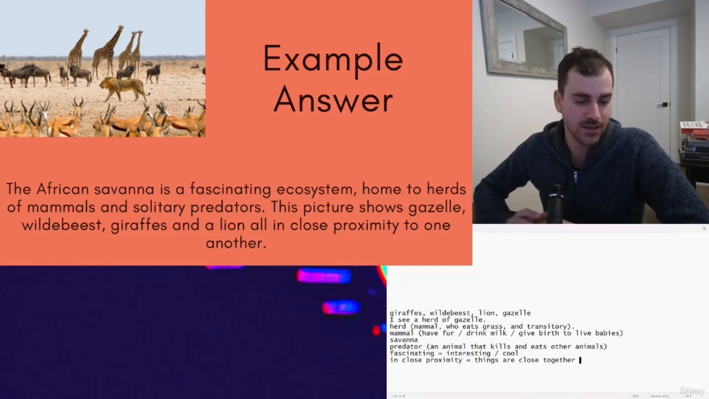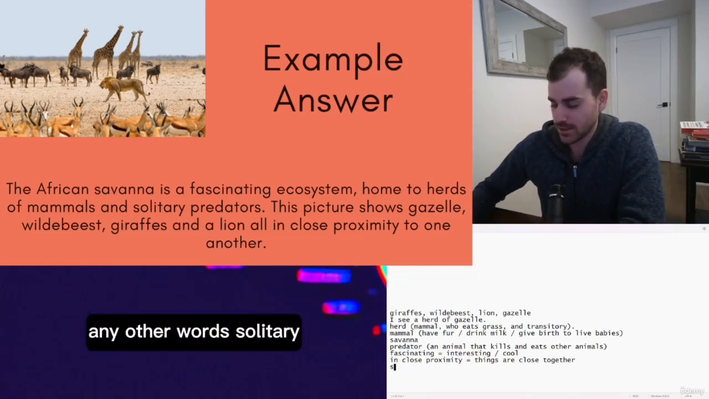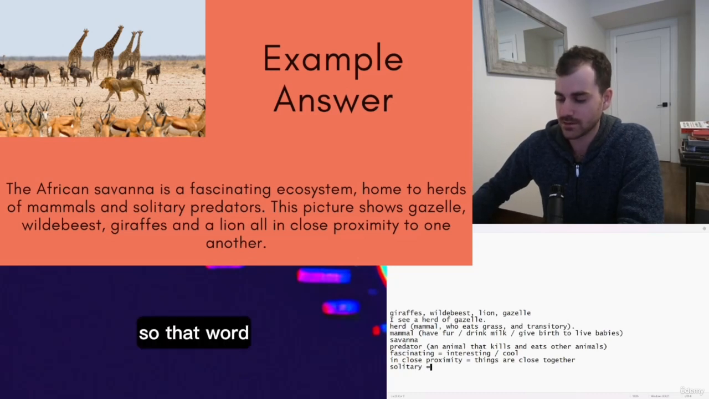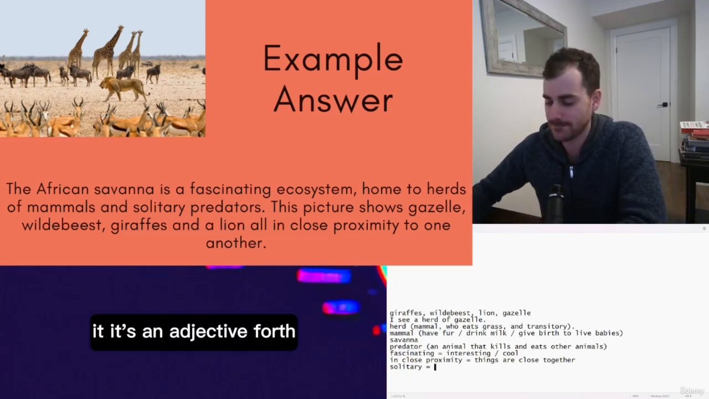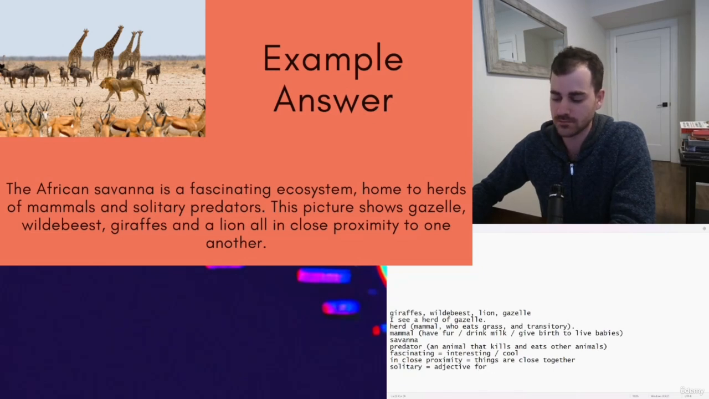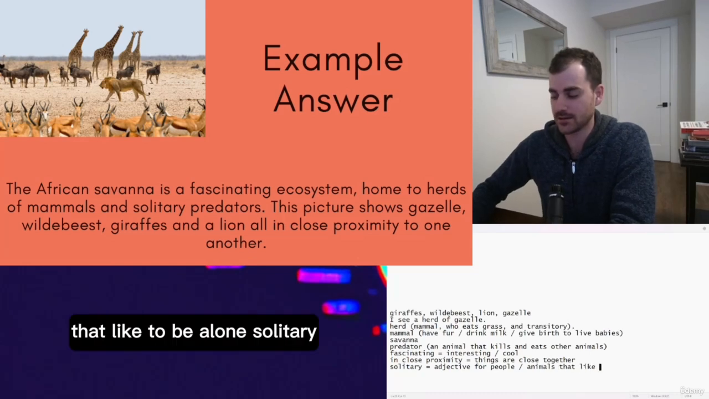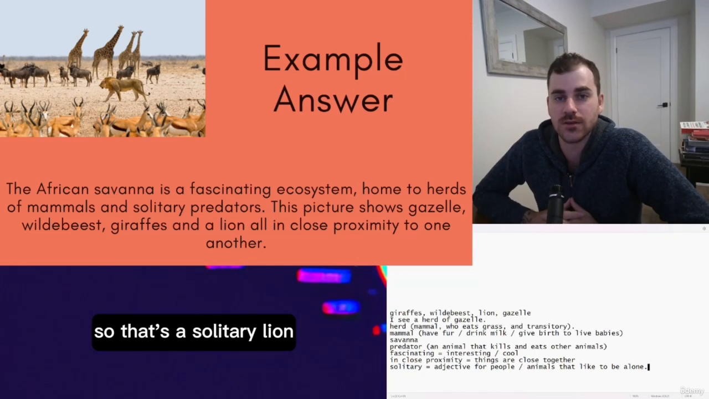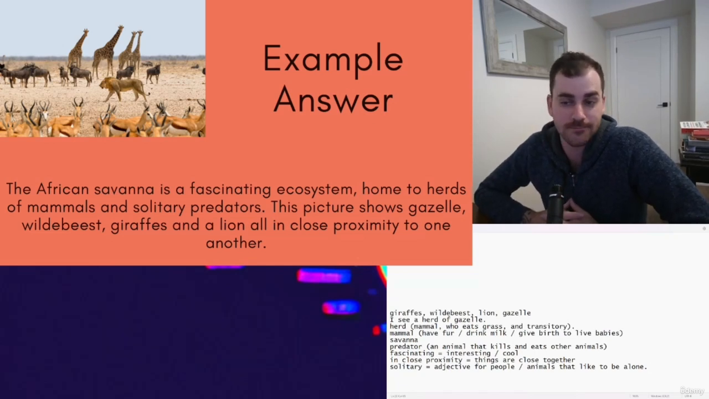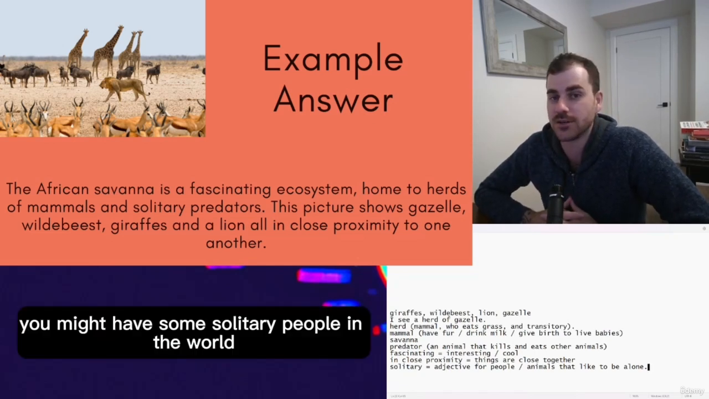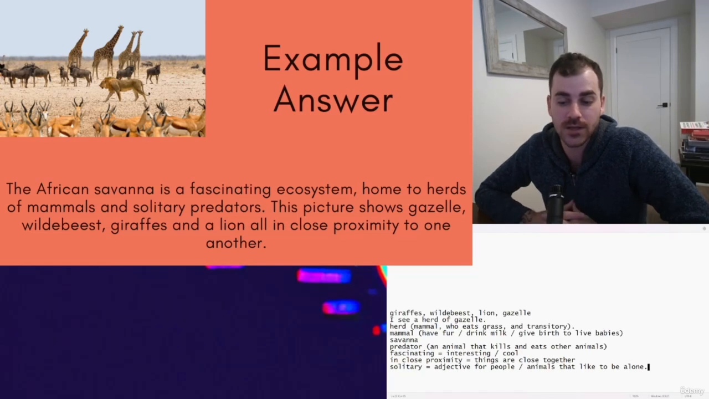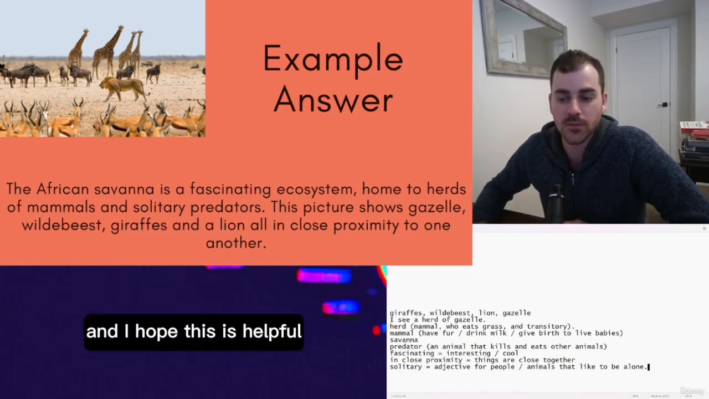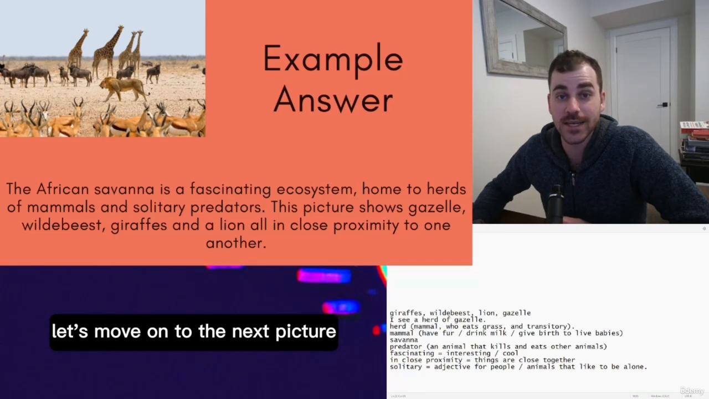Any other words? Solitary. So that word, it's an adjective for people or animals that like to be alone, solitary. So that's a solitary lion. You might have some solitary people in the world. And I hope this is helpful. Let's move on to the next picture.